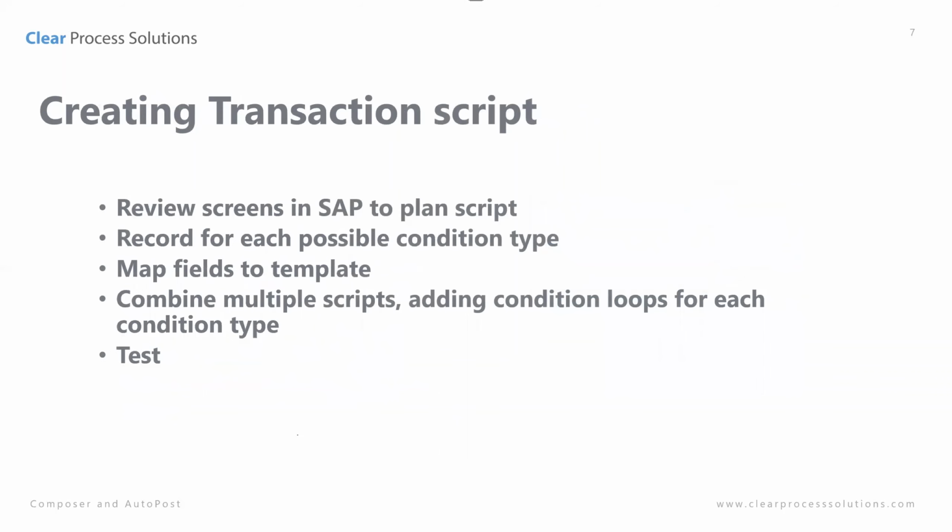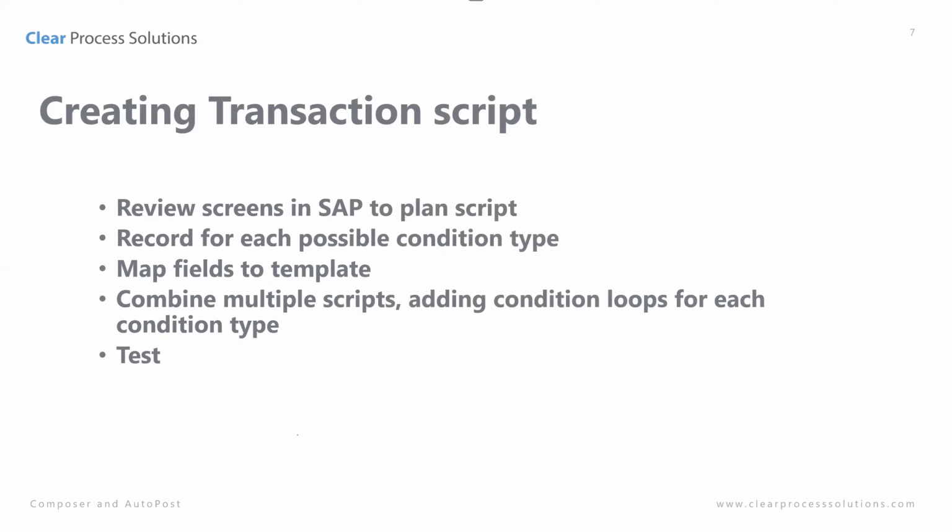Like with every transaction script, you want to do basically 4 main steps. We've got an extra step here, but the first step is to review the screens in SAP, and in this case, review the transactions that you might want to use. Look at the screens, look at the fields that you're going to record, and what buttons you need to use to be able to advance to the next line within the detail, for example.